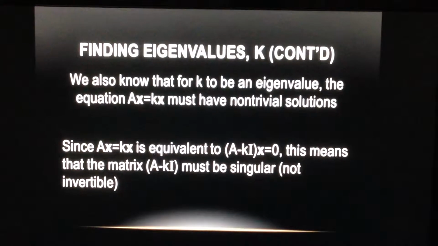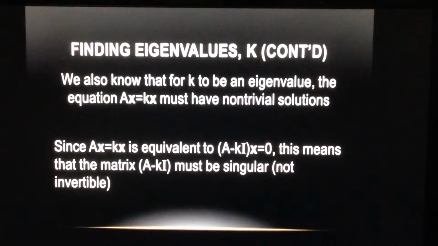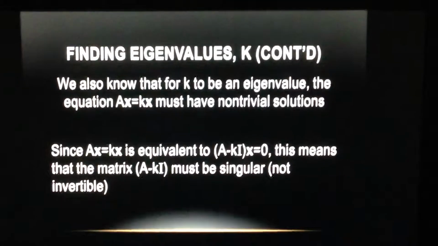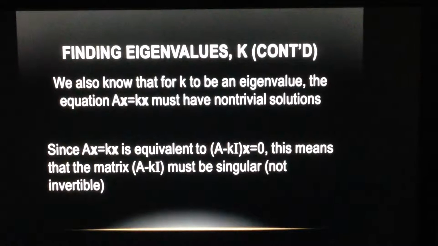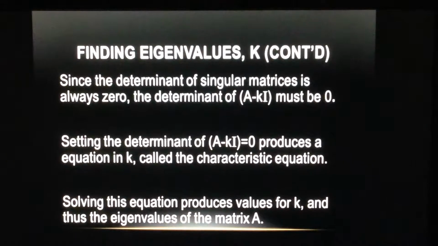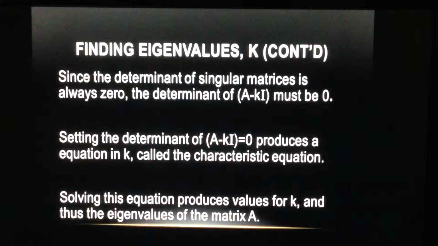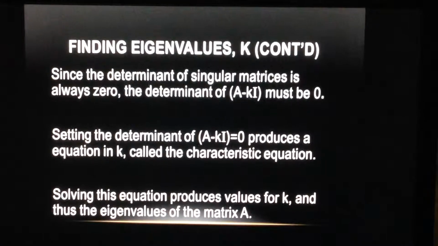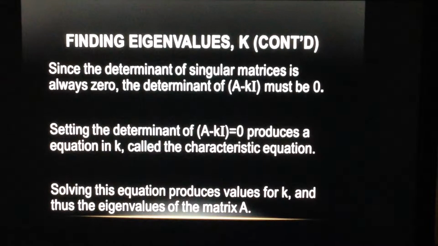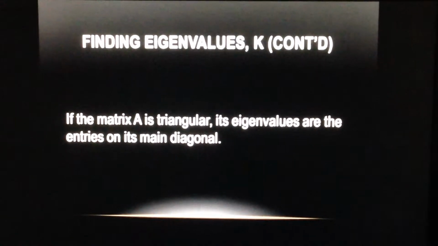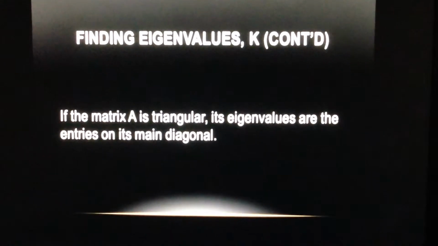We also know that for k to be an eigenvalue, the equation Ax equals kx must have non-trivial solutions. Since this equation is equivalent to (A minus kI)x equals 0, this means that the matrix A minus kI must be what we call singular or non-invertible. Since the determinant of singular matrices is always 0, the determinant of A minus kI must also be equal to 0. Setting this equal to 0 produces an equation in k, what we call the characteristic equation. Solving this equation will produce the values for k and thus give you your eigenvalues for that matrix A. If the matrix A is triangular already, then its eigenvalues are the entries along its main diagonal.